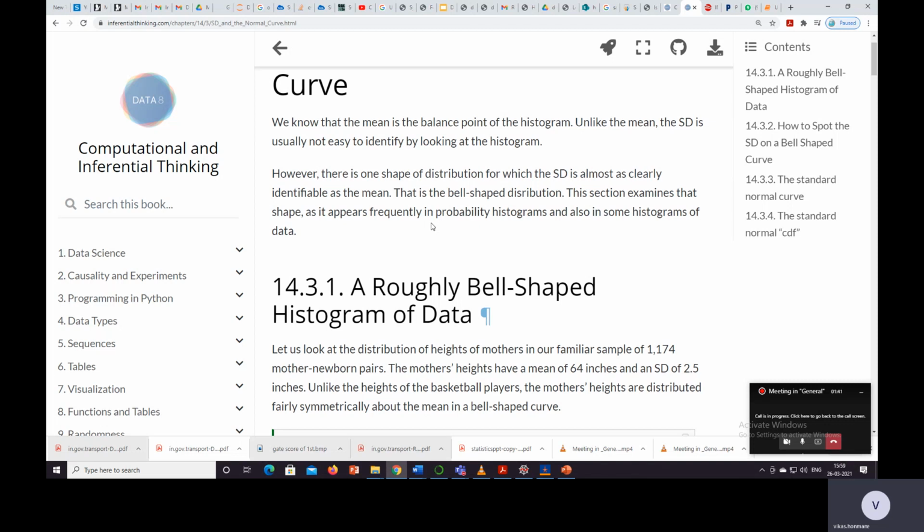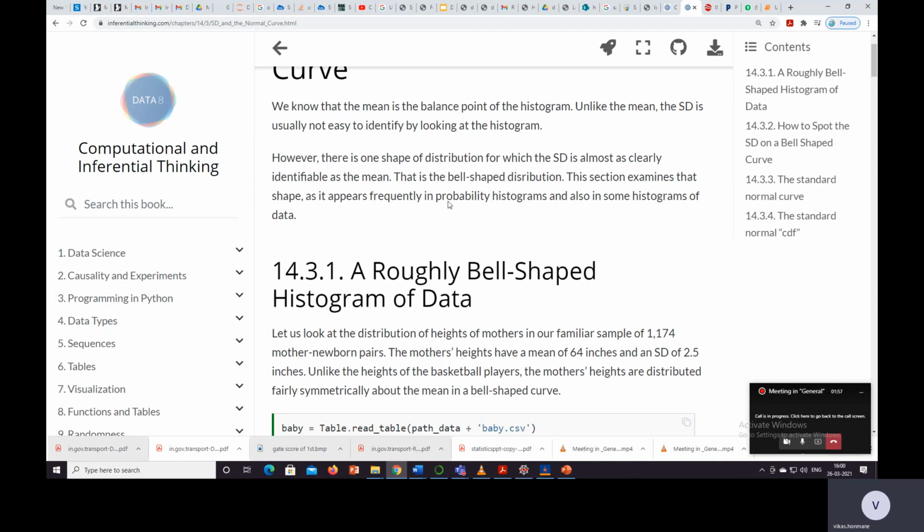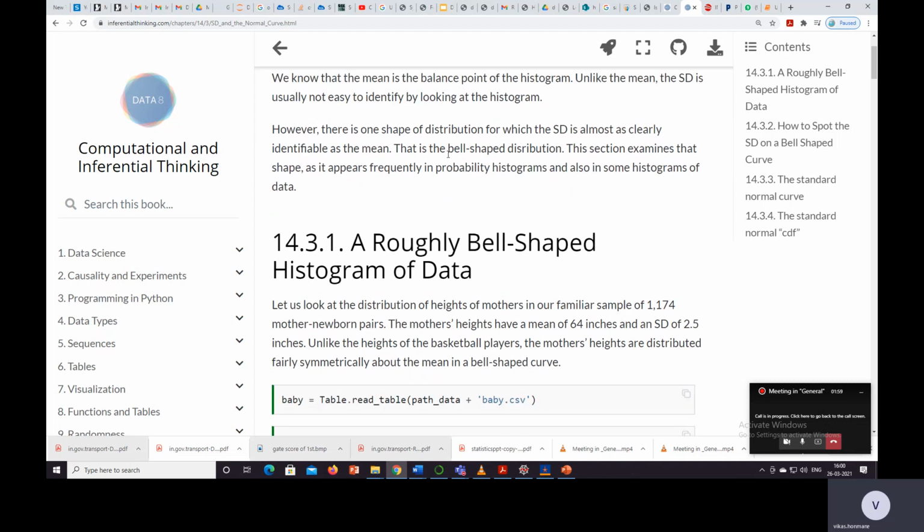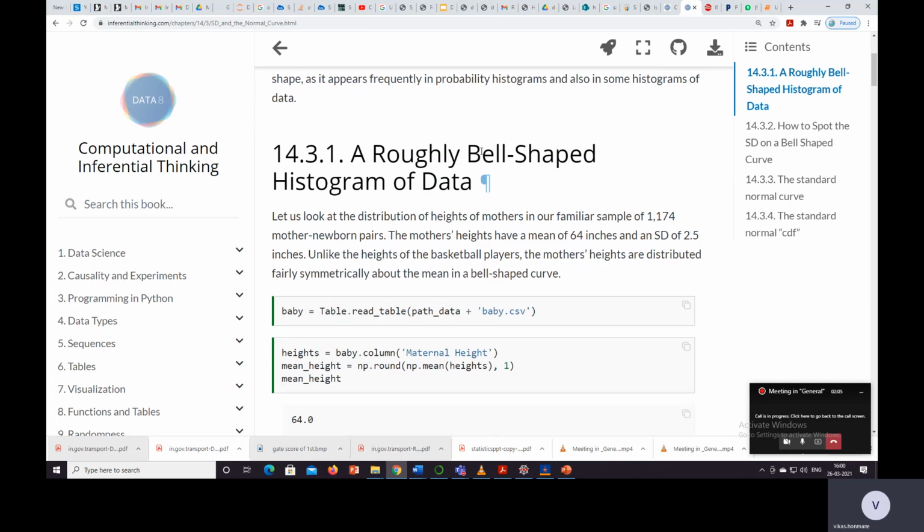However, there is one shape. Even though this is the case, there is one shape of distribution for which the standard deviation is almost clearly identifiable, like the mean. That shape is the bell shape, the bell shaped distribution. So, a roughly bell shaped histogram of the data.